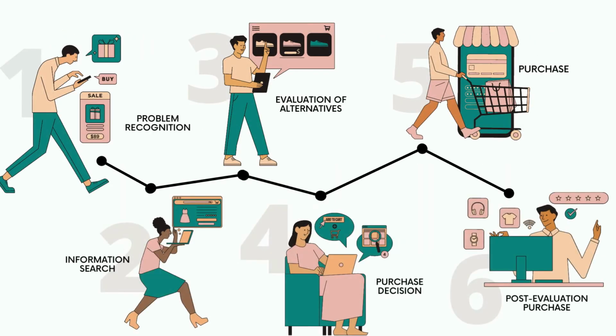The 6 steps of the online purchase process are: Phase 1. Problem recognition. Phase 2. Information search. Phase 3. Evaluation of alternatives. Phase 4. Purchase decision. Next is the purchase phase. And the last phase is post-evaluation purchase.